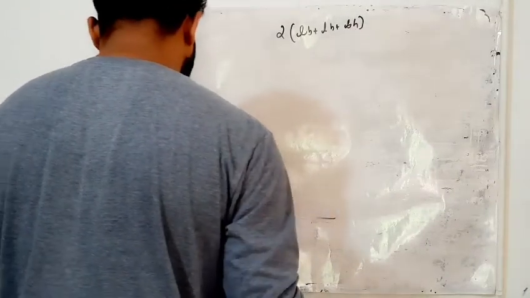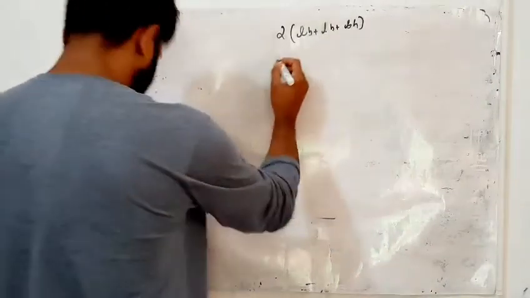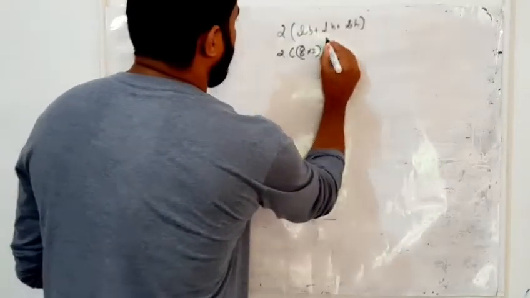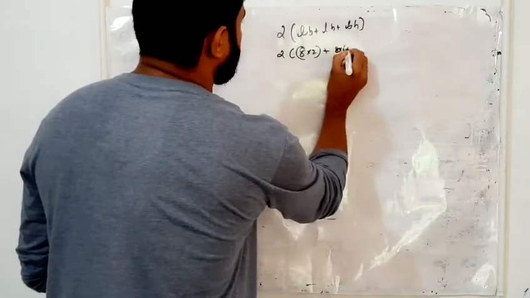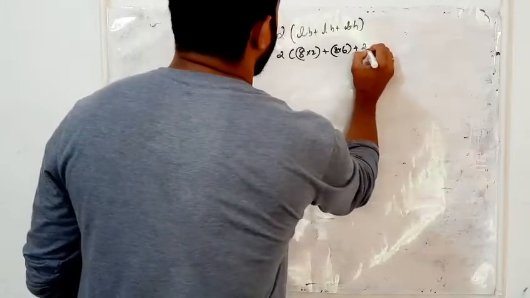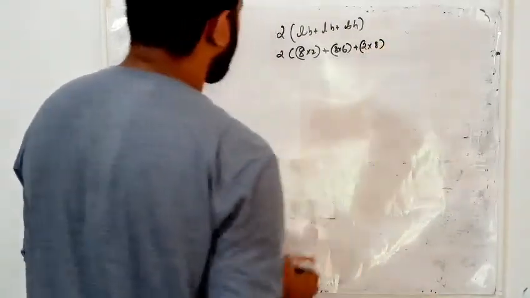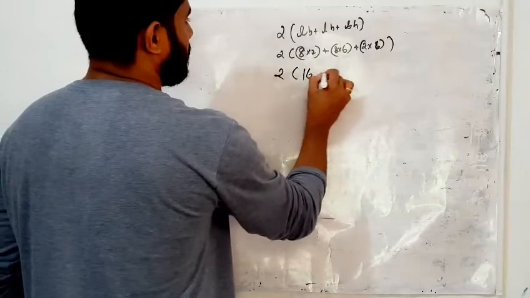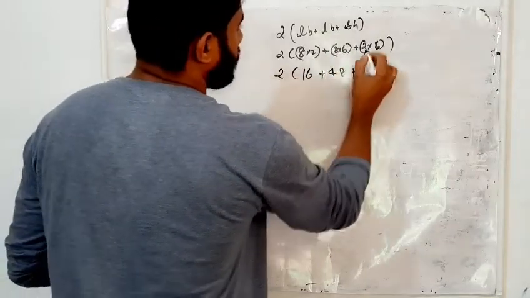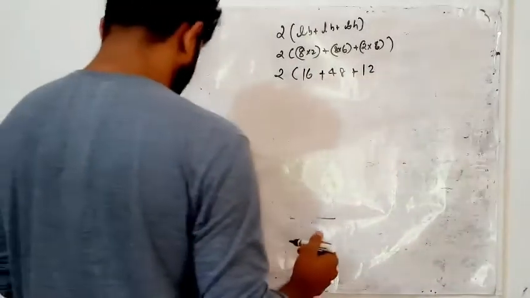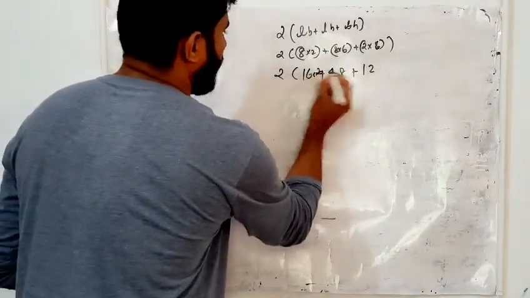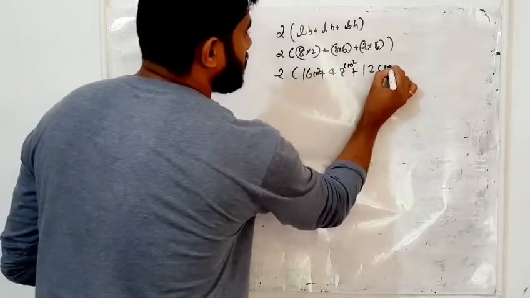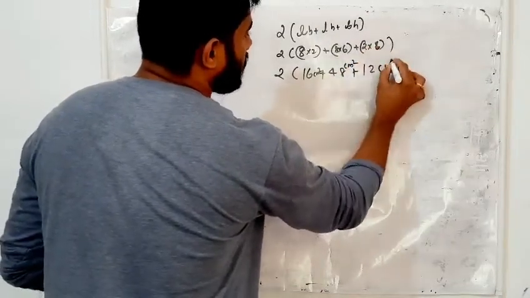So according to our equation, we can give the values. In this question they already gave the values. Length is 8, breadth is 2, height is 6. So 2 into (8 into 2 plus 8 into 6 plus 2 into 6). 8 centimeter into 2 centimeter is 16 centimeter square, 8 into 6 is 48 centimeter square, and 6 centimeter into 2 centimeter is 12 centimeter square.